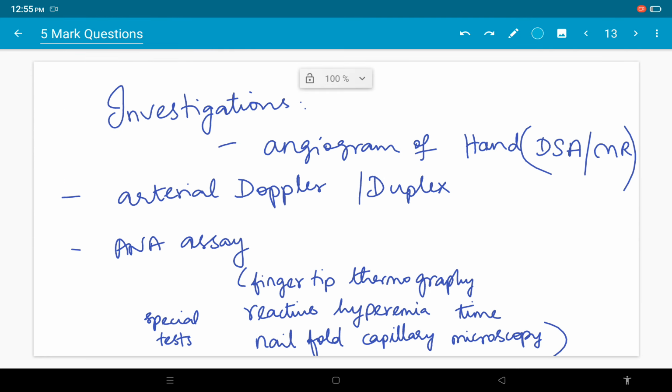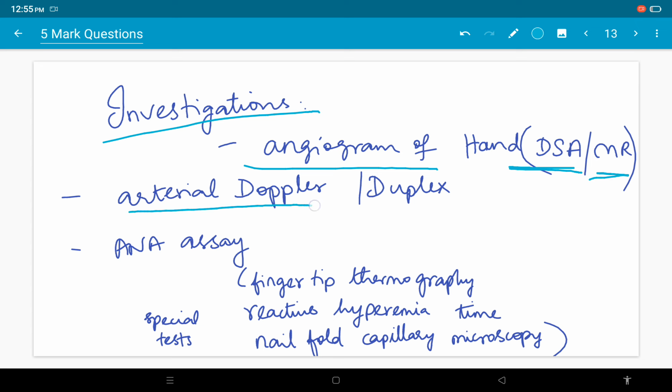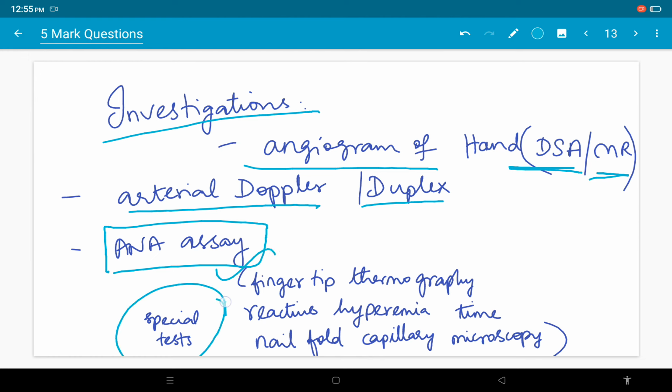Investigations: since it is a vascular disease, angiogram of the hand, either digital subtraction or MR based angiogram, arterial Doppler or duplex scan. Since it is associated with autoimmune diseases, anti-nuclear antibody assay, and special tests include fingertip thermography, reactive hyperemia time, nail fold capillary microscopy. The normal values are compared with patients suspected of Raynaud's phenomenon.